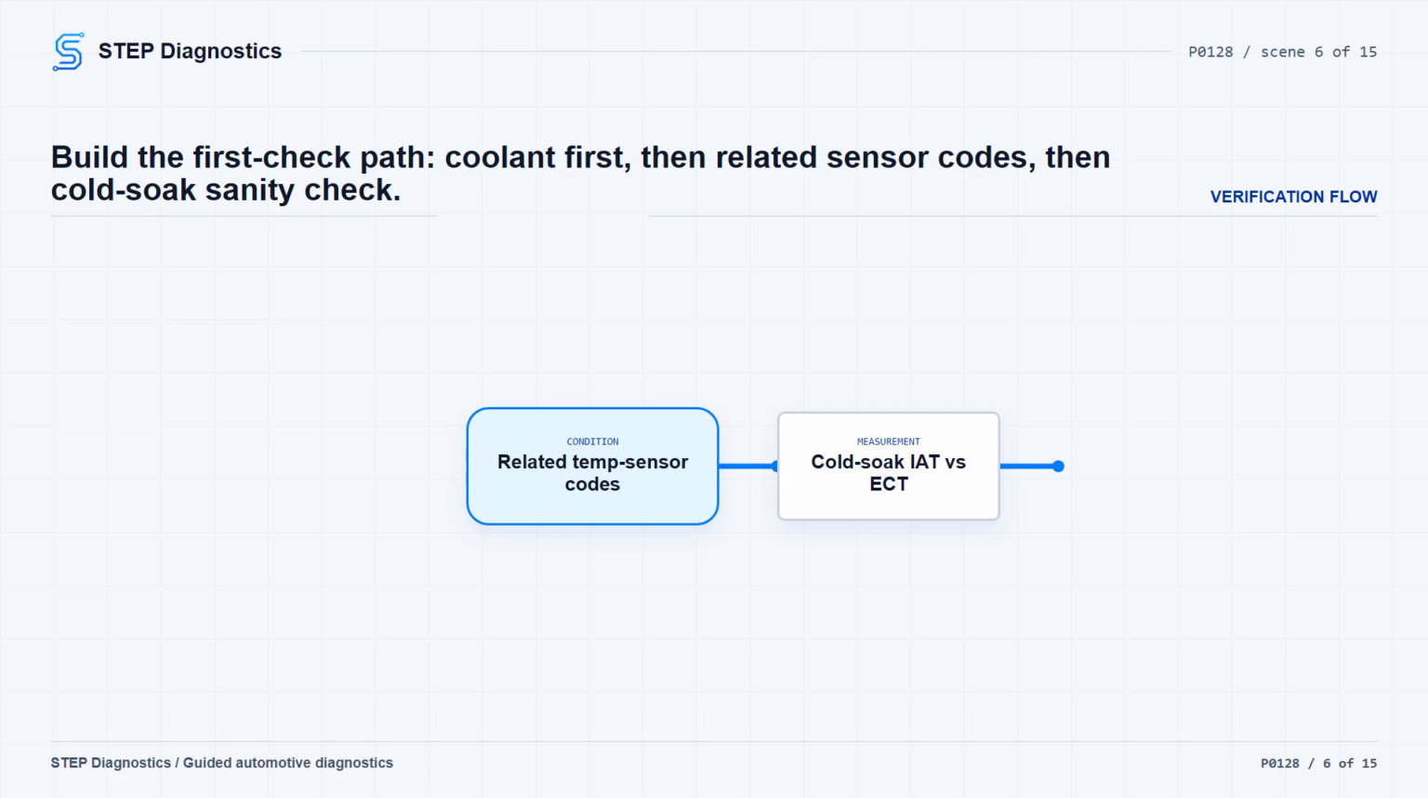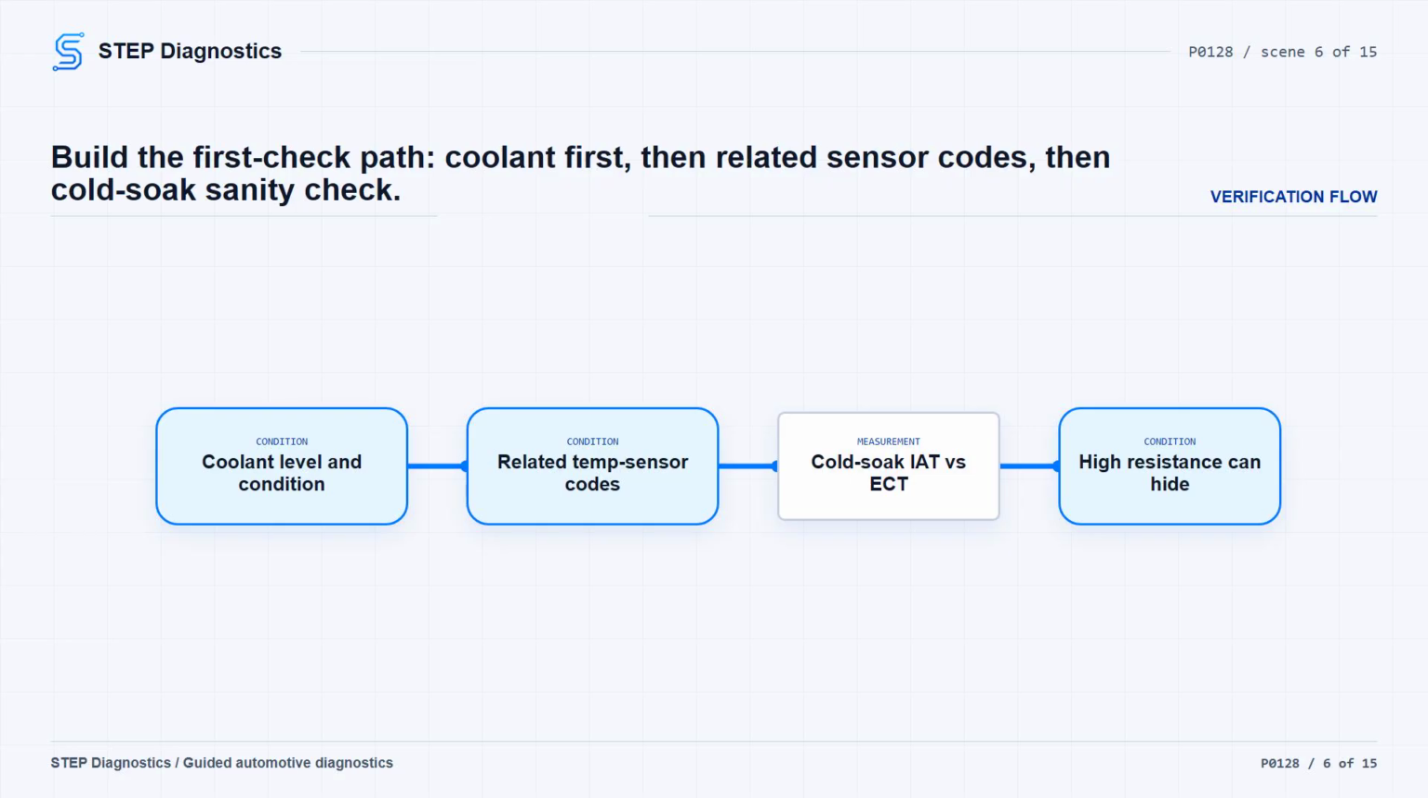One useful sanity check is a cold soak comparison. Intake air temperature and engine coolant temperature should be within 3 degrees Celsius, 5 degrees Fahrenheit of each other if the ignition has been off for greater than 8 hours. Also remember that high resistance in the related circuits may set P0128 without setting a separate component code.